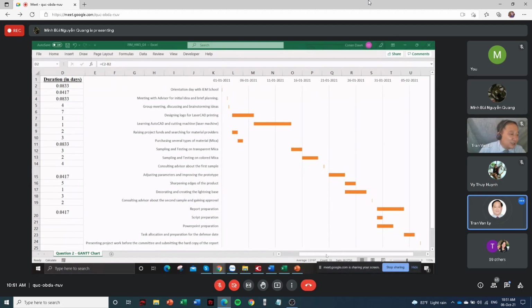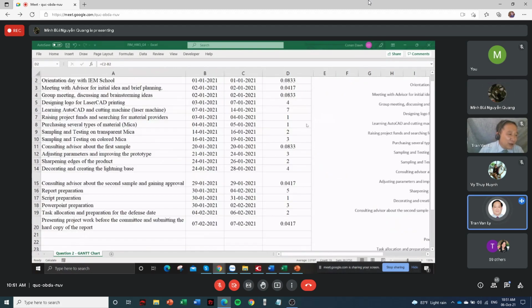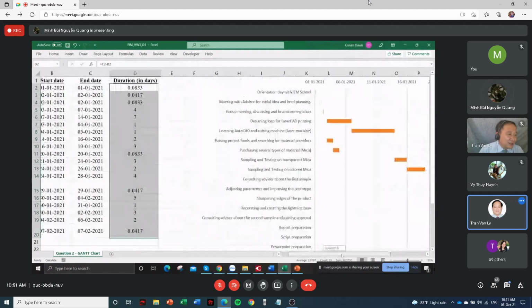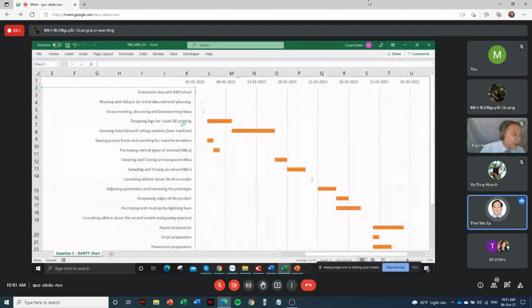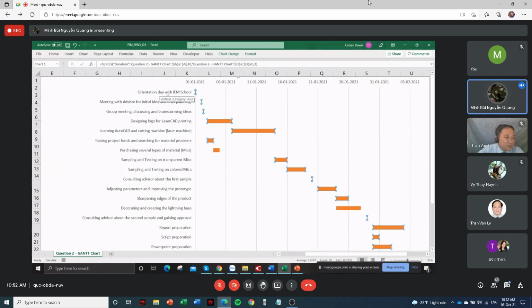You can see designing the logo for laser CAD printing takes very long, and right after that is learning AutoCAD. But how can the first and the second not be right before each other? How can? Why? So actually, the first and the second activity are not connected to each other. Why?